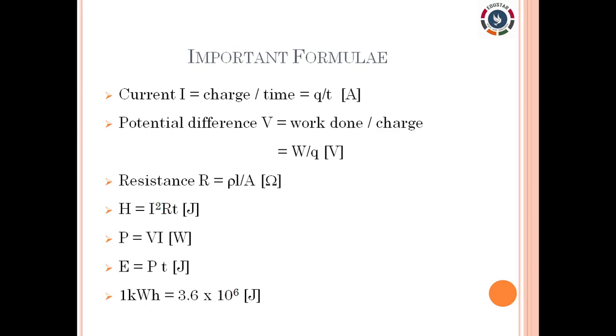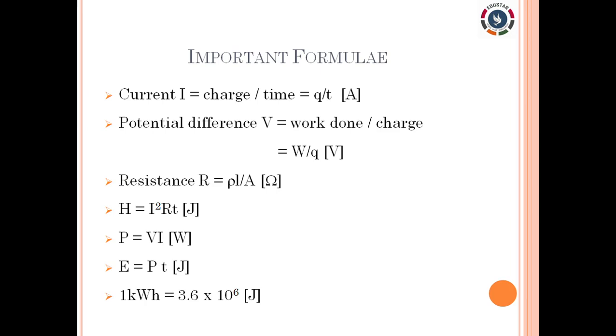Here rho is the specific resistance or resistivity of the material. It is a constant value. So R is equal to rho into L by A, where A is the area of cross section of the conductor, which can be calculated using pi r squared. So resistance can be calculated if the radius or diameter of the conductor is given. It is measured in ohms. And H is equal to I squared RT, measured in joules. This is nothing but Joule's law of heating.